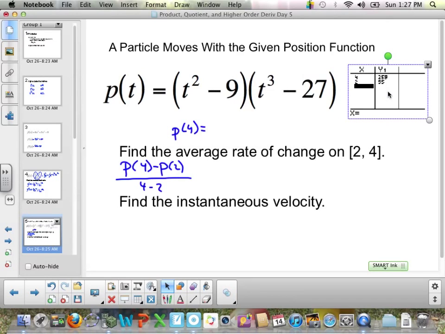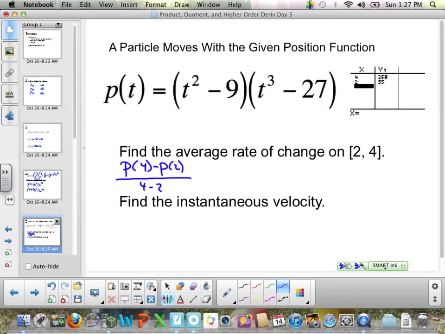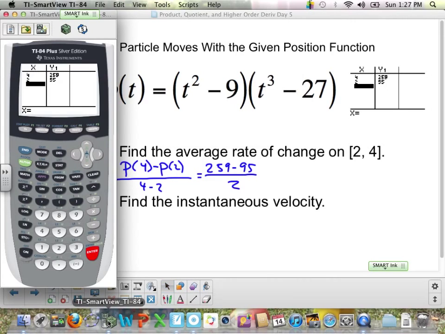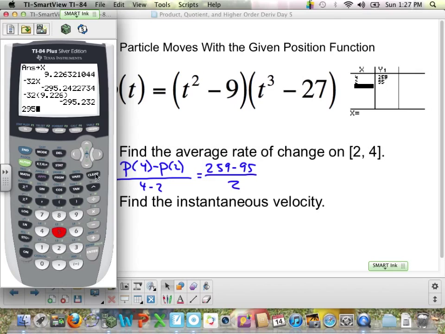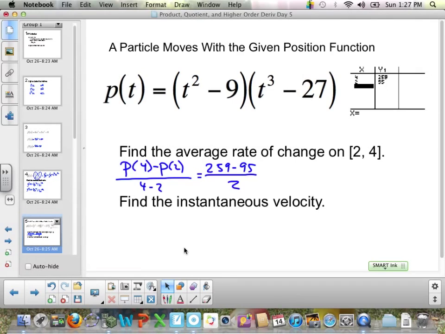Okay, p of 4 is 259. Minus p of 2 is 95, all over 2. Right, when we simplify that, 259 minus 95 divided by 2. The average rate of change is 82.